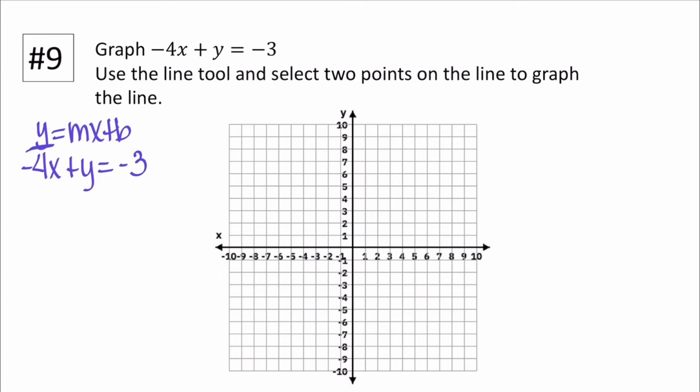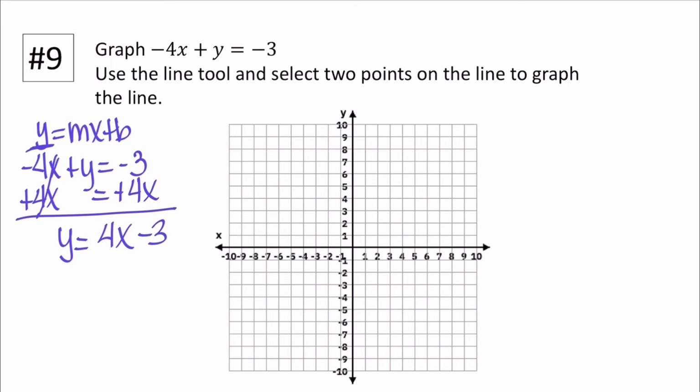But that's okay. We can do a little bit of rearranging and get this equation into y equals mx plus b form. I'm just going to move away this negative 4x term, which I can do by adding 4x to both sides. So I'm going to add 4x to both sides. And then on the left, this cancels and I have y equals 4x minus 3. So that tells me now that I have an m value of 4 and a b value of negative 3. b negative 3 means that I have my y-intercept at 0, negative 3. M at 4 tells me that m equals 4, which I can write as 4 over 1. So to count slope, I'm going to go up 4 and right 1.